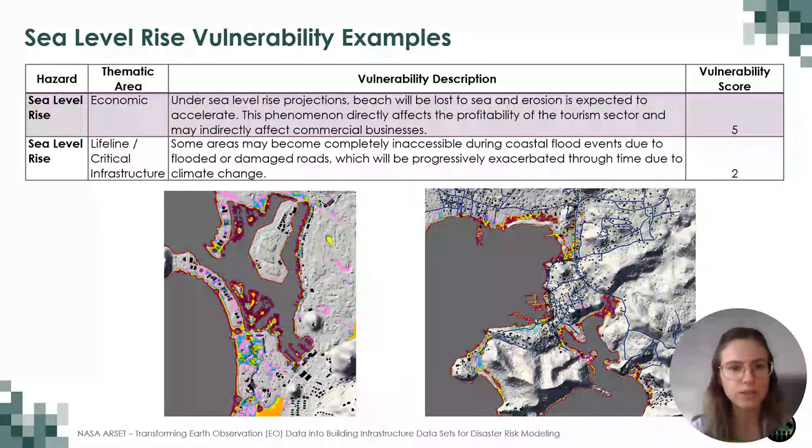And this was considered an economic vulnerability because it was an indirect effect. So it's the commercial sector being affected because the tourism sector got affected first. Also, regarding sea level rise, we can look at critical infrastructure and impacts on critical infrastructure. So as we mentioned previously, there are some areas where we can have accessibility issues during floods. And this is going to get worse as decades pass due to climate change. So we can also individuate problematic areas where we should focus with our adaptation measures.